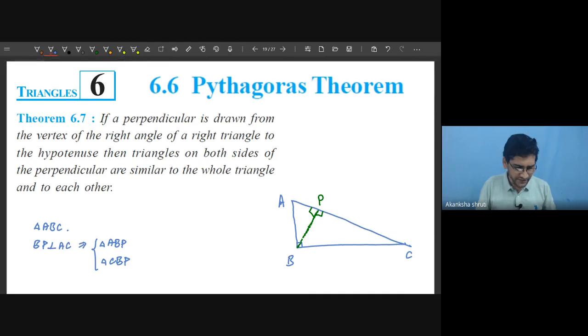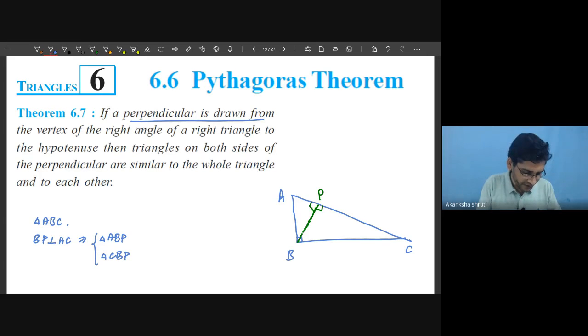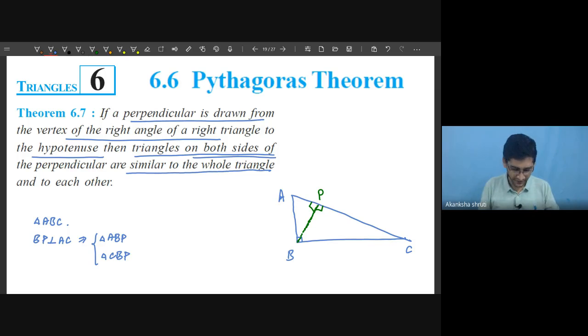So students, the theorem is like this. If a perpendicular is drawn from the vertex of the right angle of a triangle to the hypotenuse, then the triangles on both sides of the perpendicular are similar to the whole triangle and to each other. Means the original triangle ABC, and the two triangles formed on two sides of this hypotenuse, triangle APB and triangle CPB. So these two triangles, APB will be similar to triangle CPB, and they will also be similar to triangle ABC. These three triangles are similar to each other.